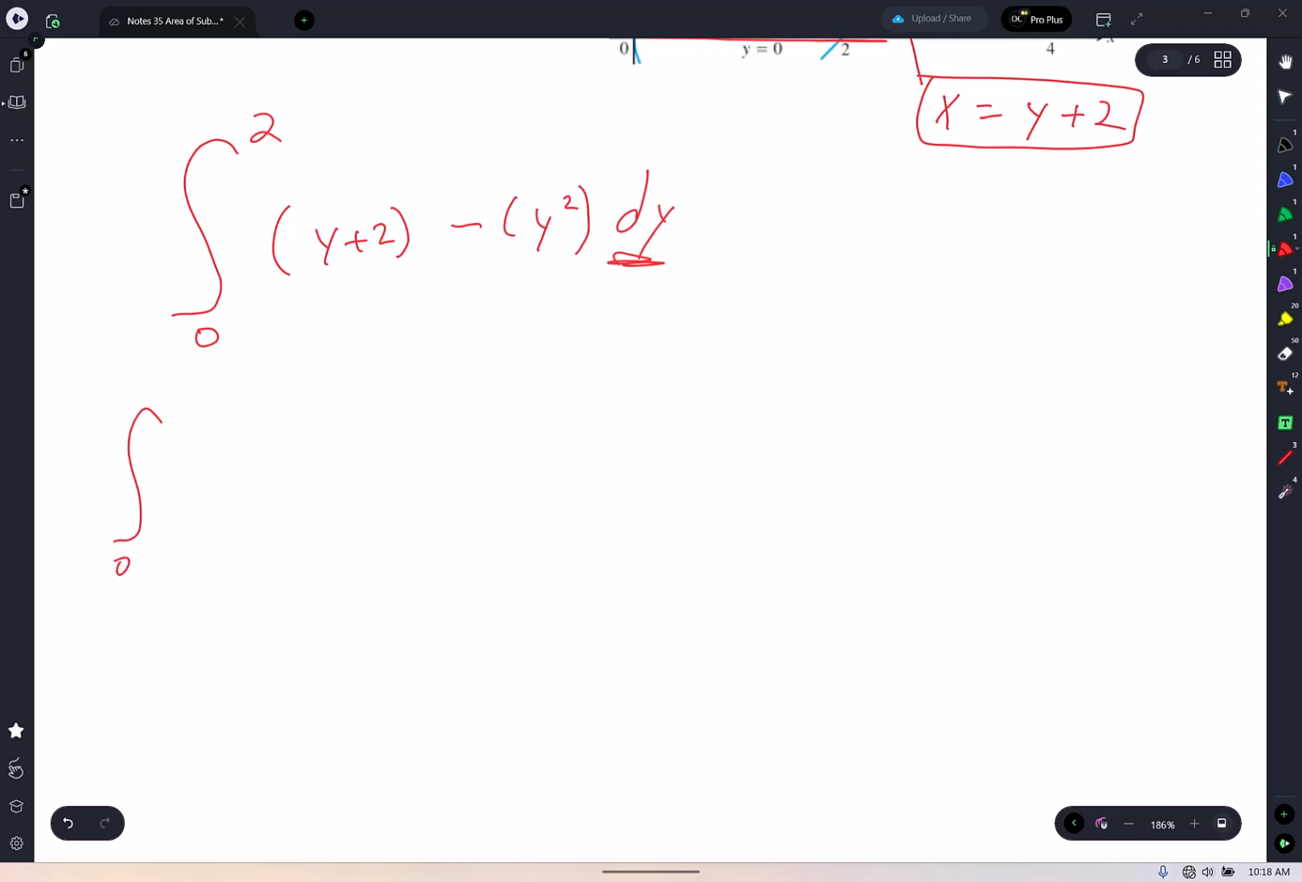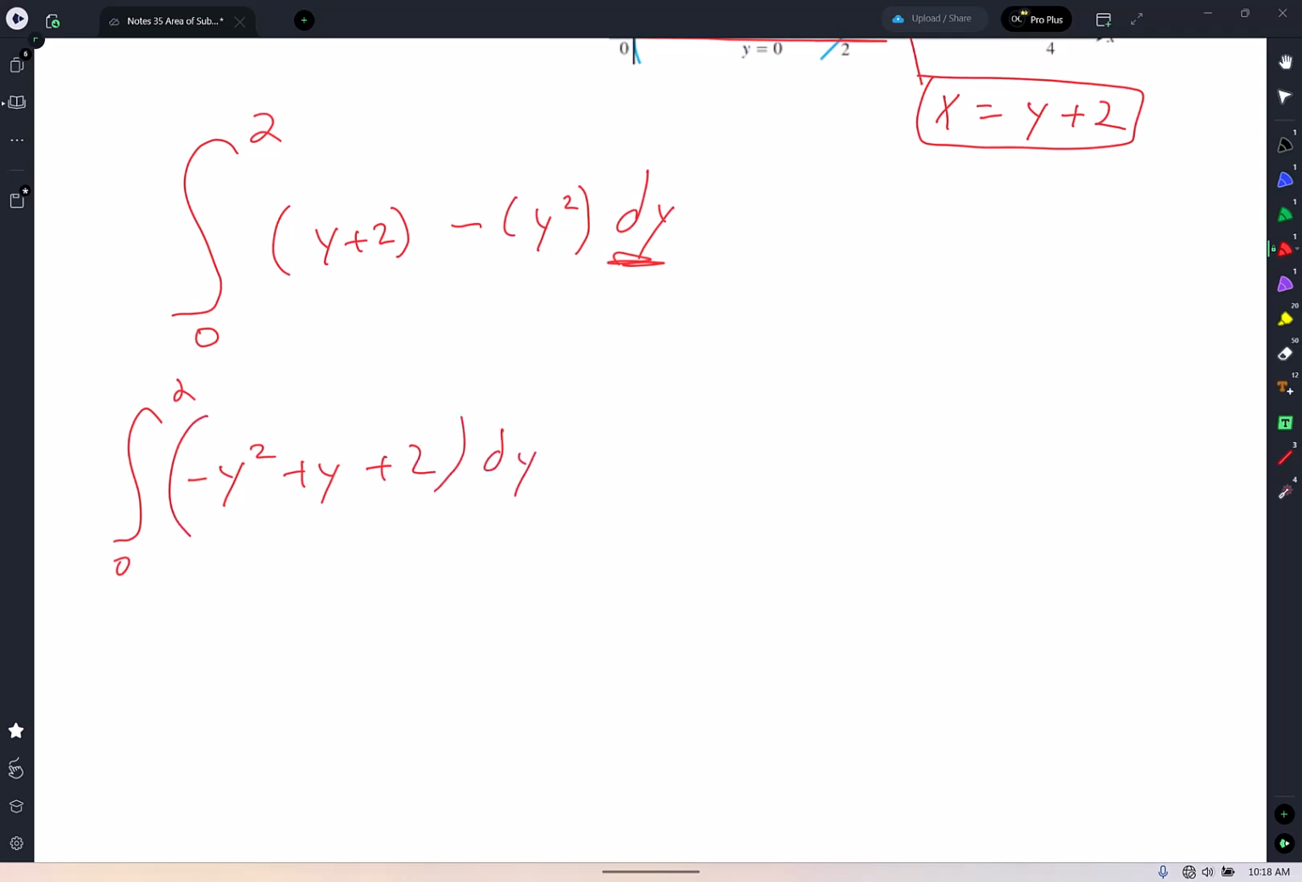So integral 0 to 2, and I'm just rewriting it: negative y squared plus y plus 2 dy. Put giant parentheses on that if it helps you, because you're just adding an infinite amount of rectangles. Equals antiderivative of negative y squared, negative y cubed over 3, plus antiderivative of y, y squared over 2, plus antiderivative of 2, which is just 2y. All three of those terms from 0 to 2. You don't care about the 0 because everything is going to be 0. So all we have to do is plug in a 2.